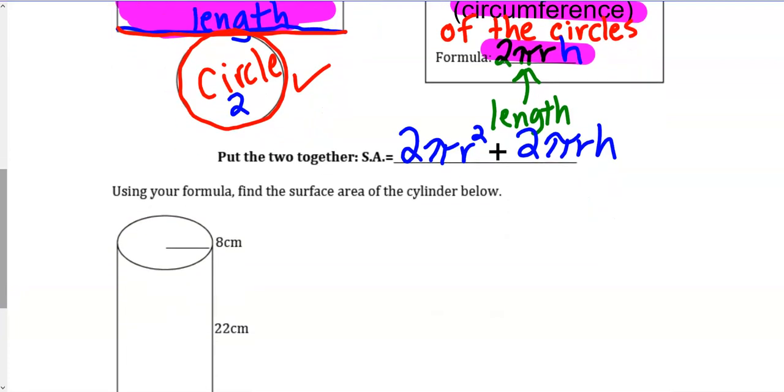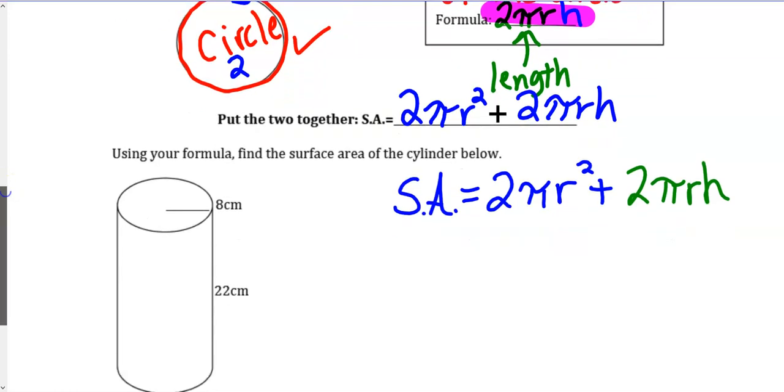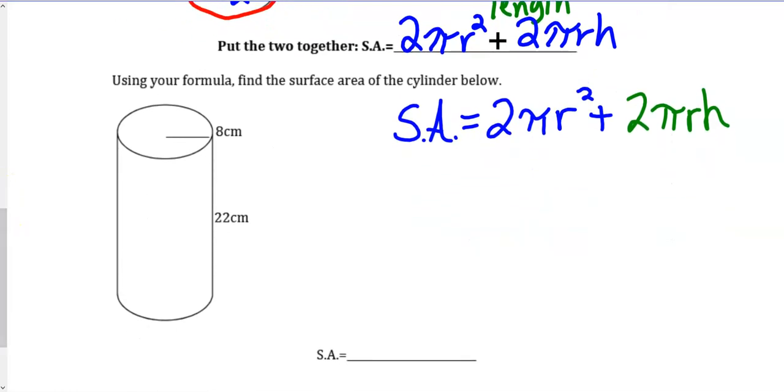So what we're going to do is write our formula. Surface area is equal to 2 pi r squared plus 2 pi r h. And again, r is our radius, okay? Sometimes you're going to be given the diameter, and then of course, just like we explored in volume, we're going to have to divide that diameter in half to find the radius. But in this problem, we are actually given our radius. So let's look down here. Let's see if we have what we need. So the radius is equal to 8 centimeters, and the height is equal to 22 centimeters.